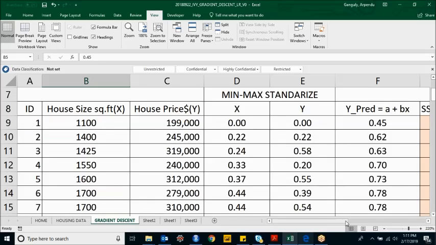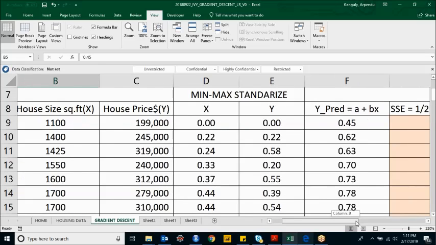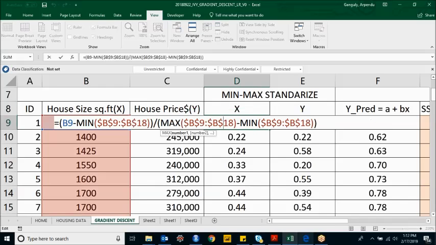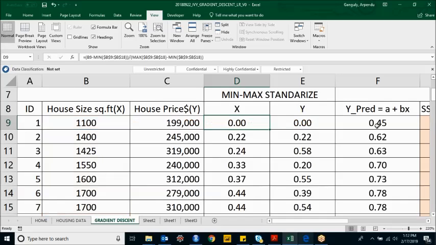What formula? I'm just standardizing. I'm basically subtracting each variable by the minimum, dividing by the maximum minus minimum. So that's the formula.